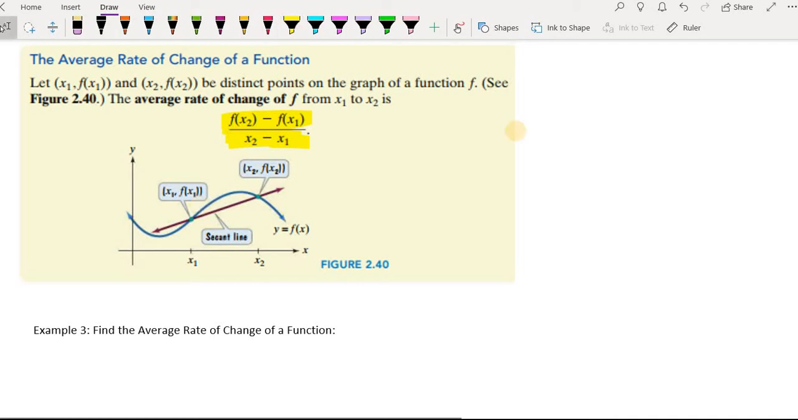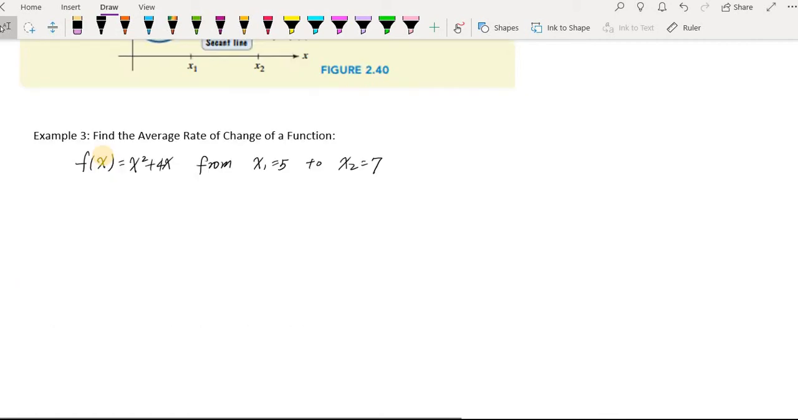If you're ever going to take calculus, you're going to use this a lot. Right now, let's just go ahead and try to learn how to use this formula. Okay, example 3. Find the average rate of change of a function f of x equal to x squared plus 4x from x1 equal to 5 to x2 equal to 7.